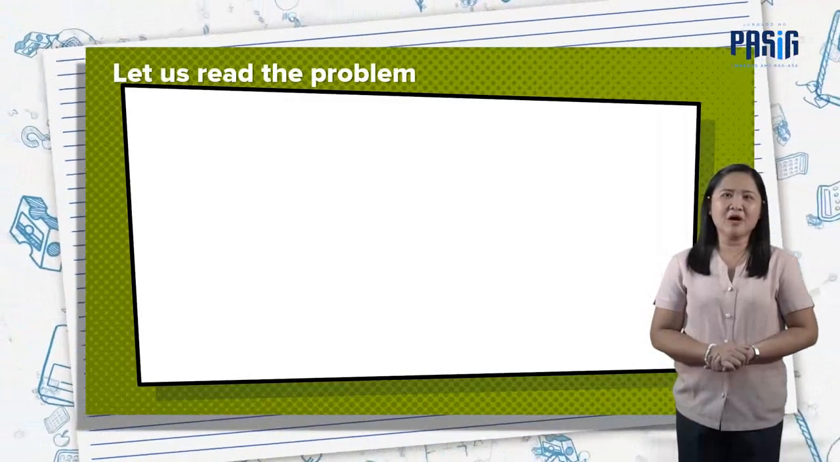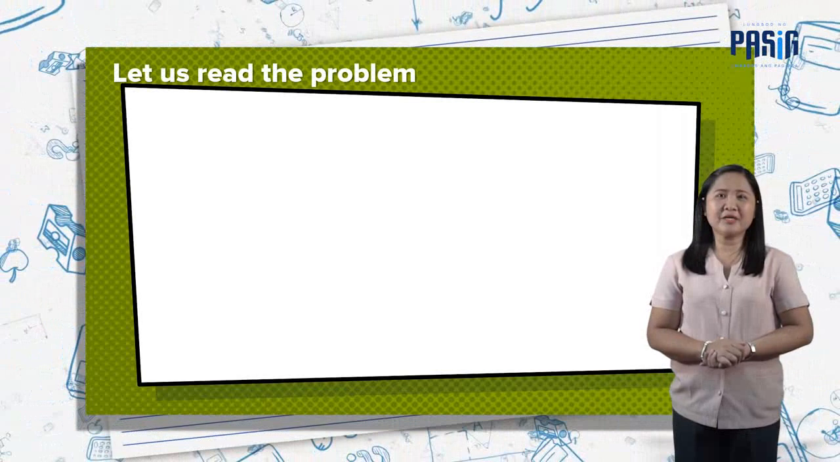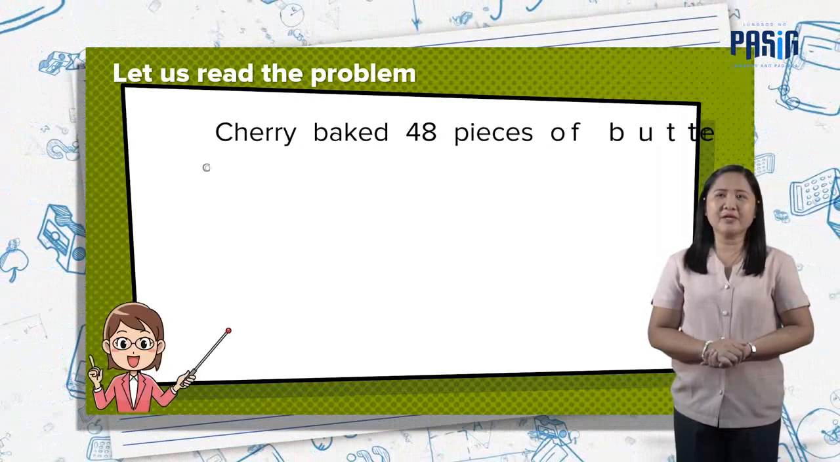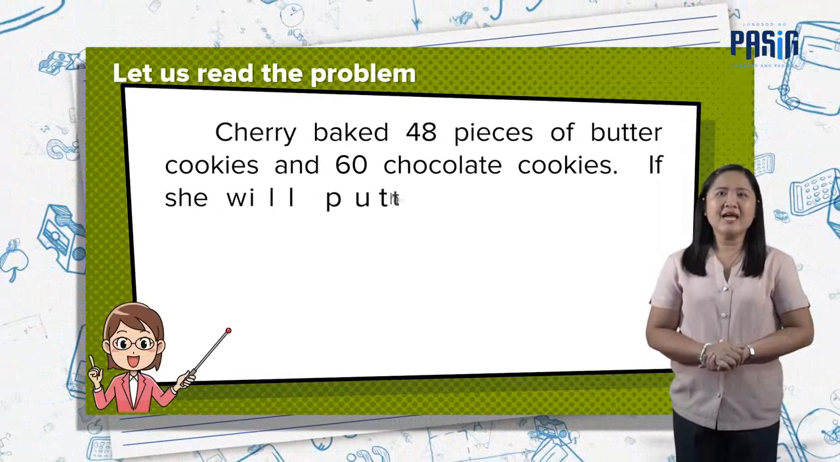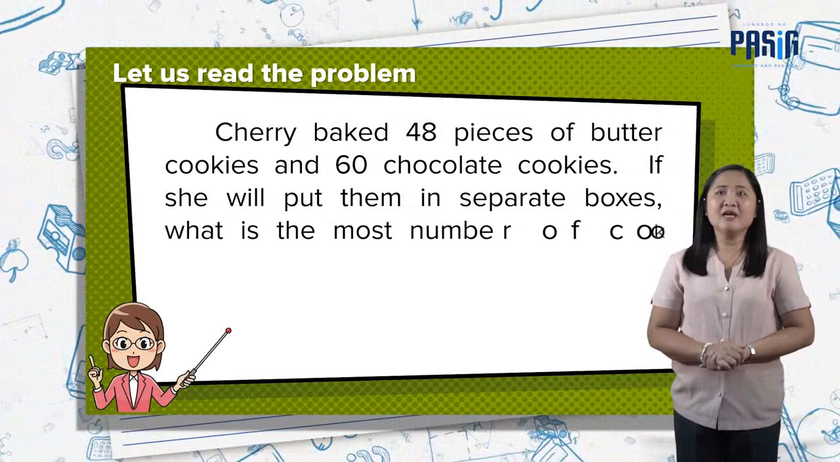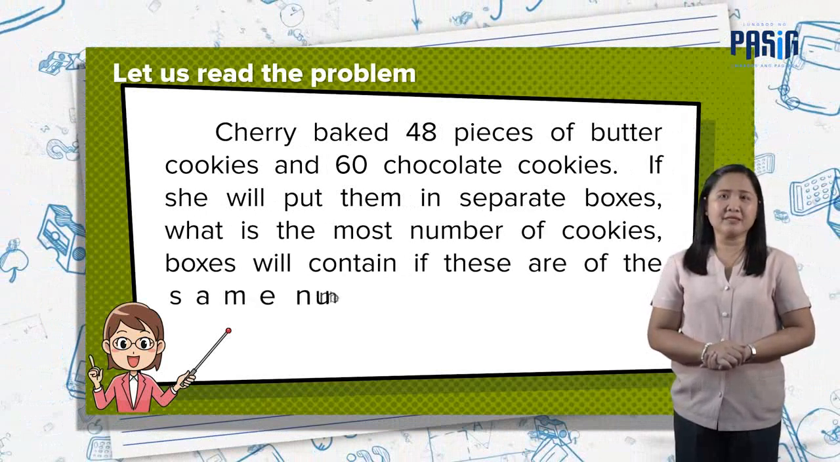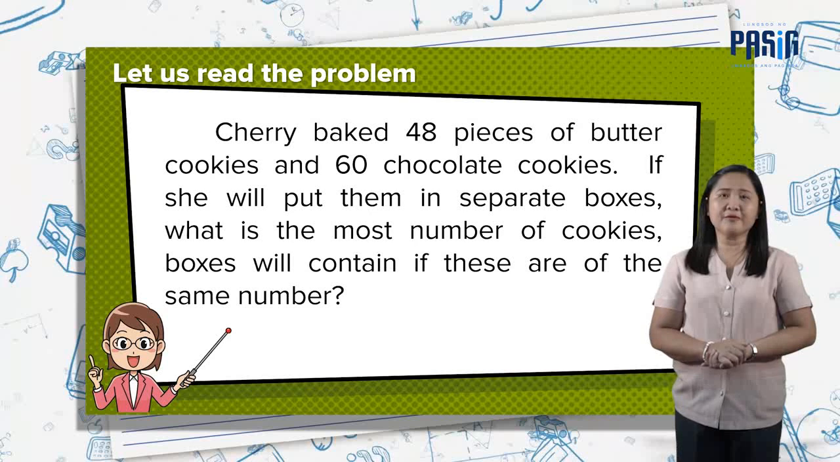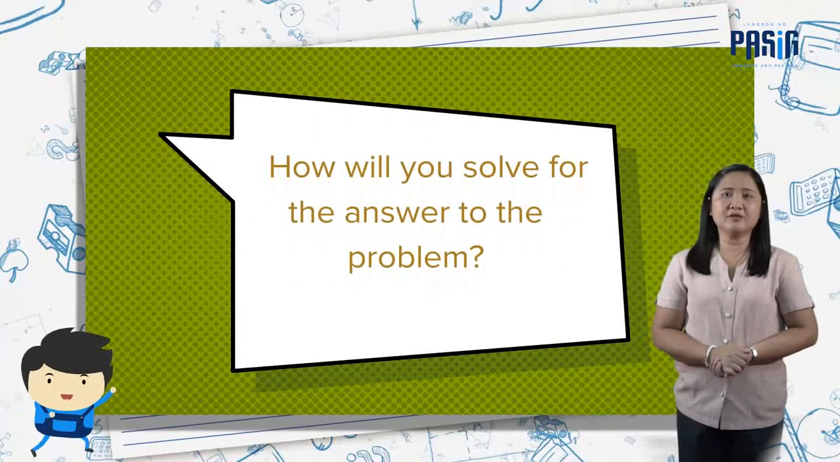Let us now move on to our lesson for today. Let us read the problem. Cherry baked 48 pieces of buttered cookies and 60 chocolate cookies. If she will put them in separate boxes, what is the most number of cookies each box will contain if these are of the same number? How will you solve for the answer to the problem?